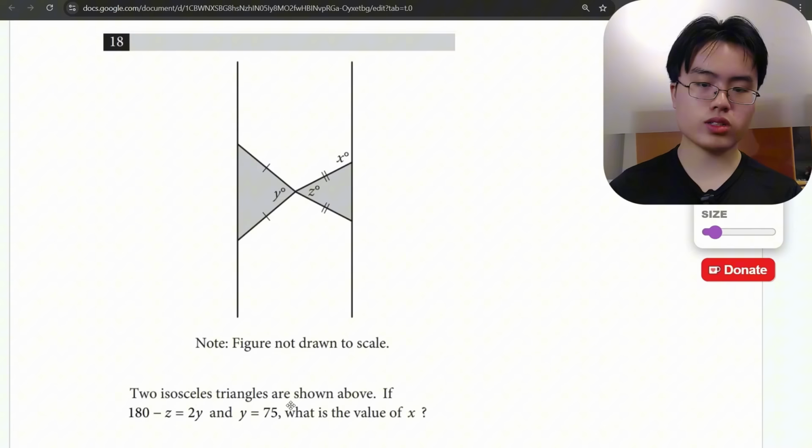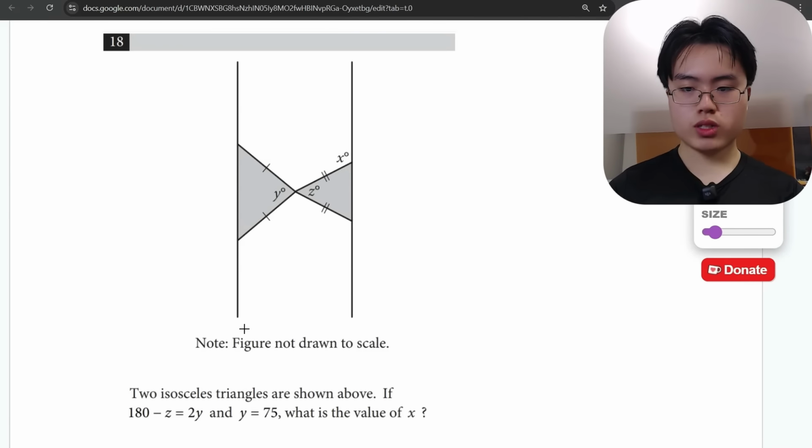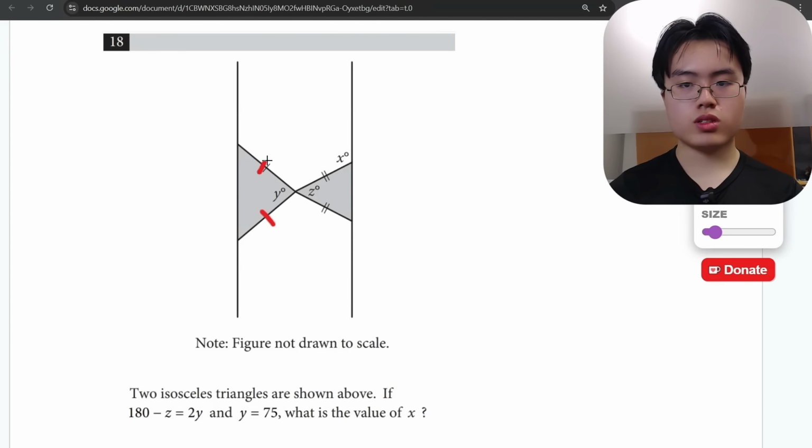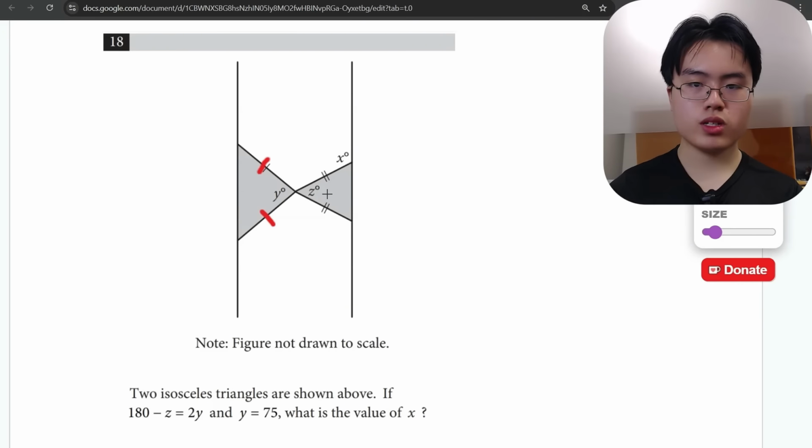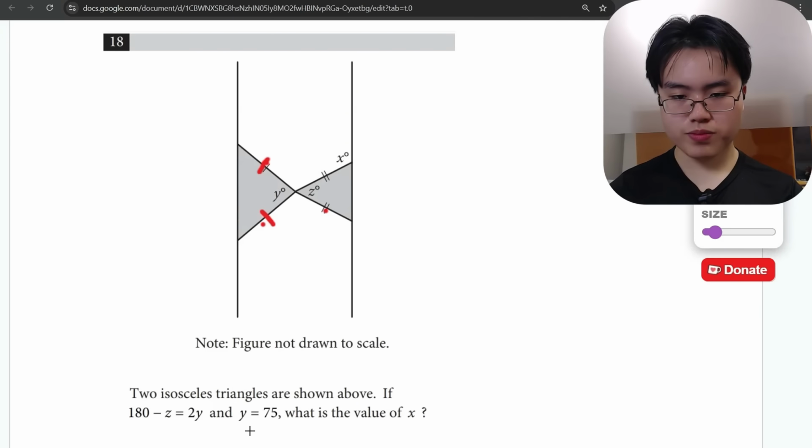Okay, so there are 2 isosceles triangles shown. Right away it tells us they're isosceles, and also the lengths. So we know this is the same as that because there's the same amount of slashes for this length. So there's 1 slash, 1 slash, so these are the same. These are 2 slashes, 2 slashes, so these are the same as well. And these 2 lengths are the same and these 2 lengths are the same.